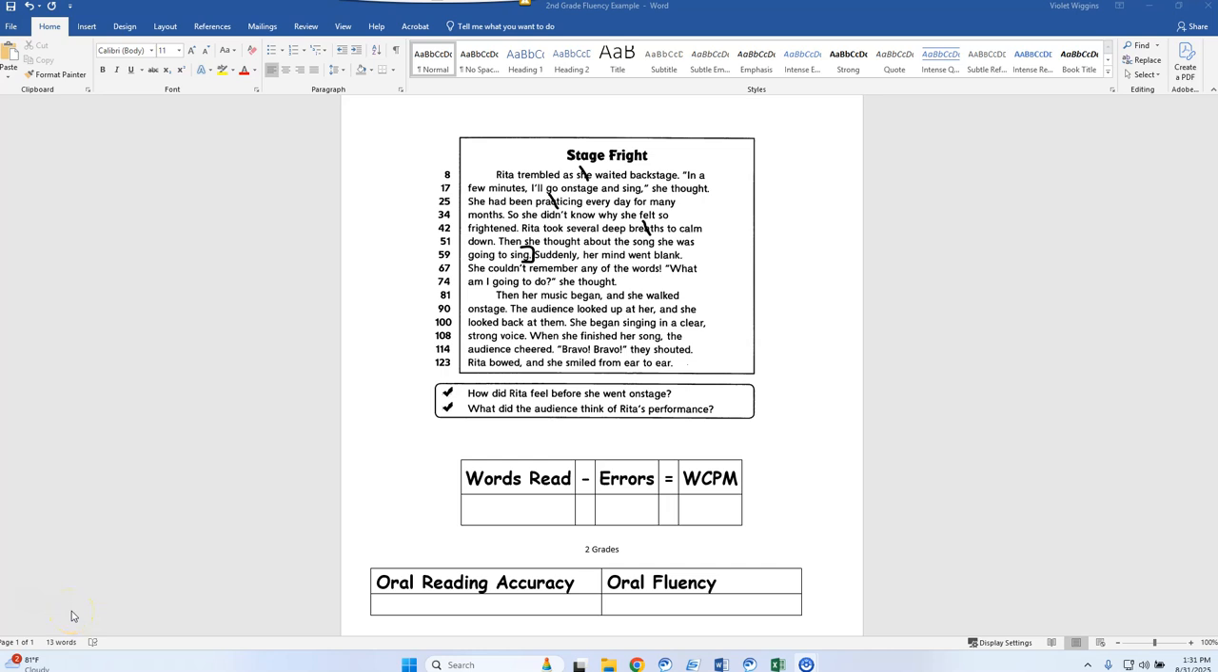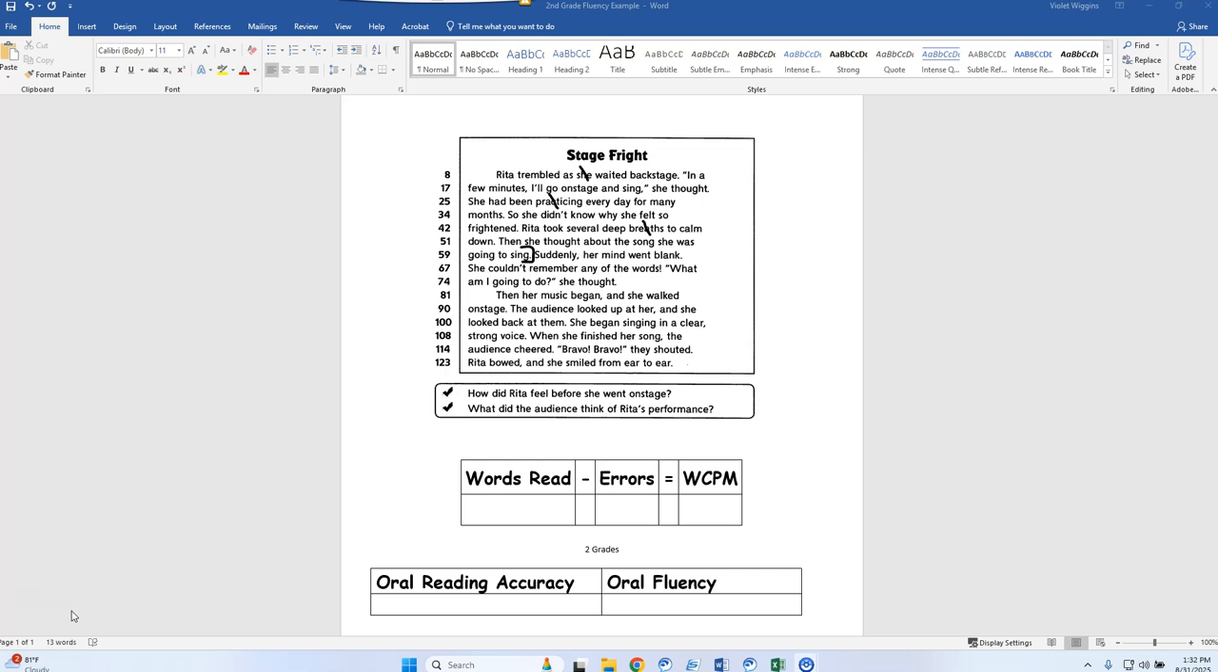Okay, here's a video again on how to administer a fluency assessment. First and foremost, the student will receive a document with the same text. So for example, if this is Stage Fright, they will also have one with Stage Fright. Typically, your document will look similar to this and there will be no markings on it.